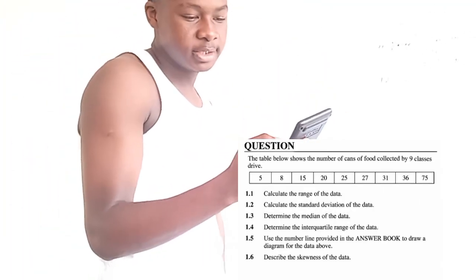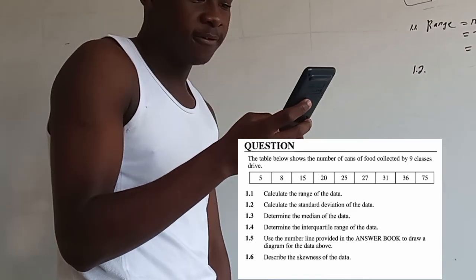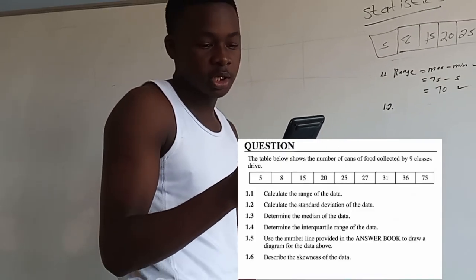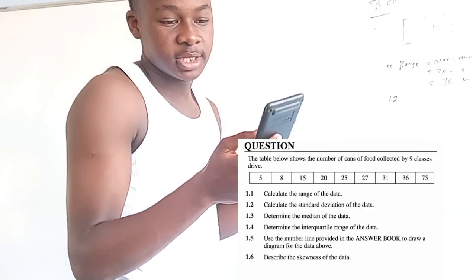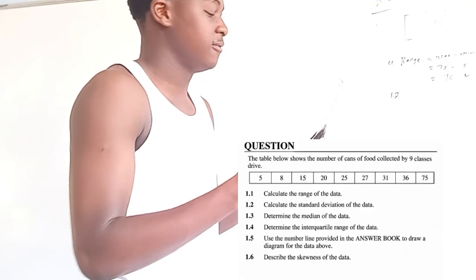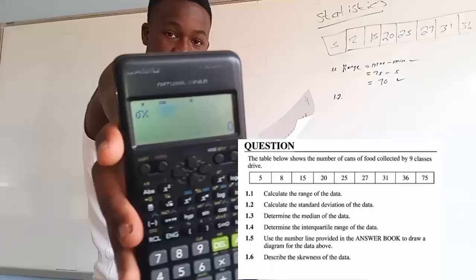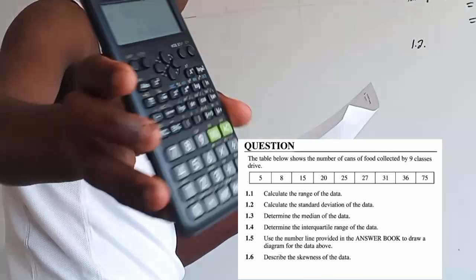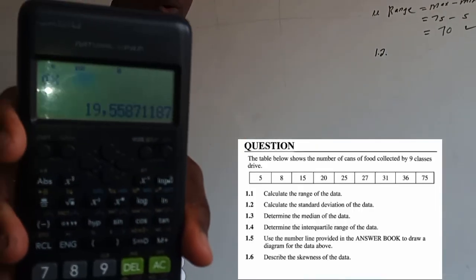After pressing AC, you press Shift, and then you press 1. It will give you some other options. Then you go to number 4, VAR. Number 4 will give you options 1, 2, 3, and 4. You go to number 3. Number 3 is the sign for the standard deviation. Then it will give you this thing. When you get it, you say equals, and it will give you this. So 19.558 is your answer.